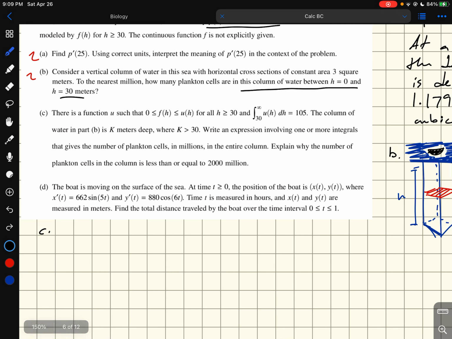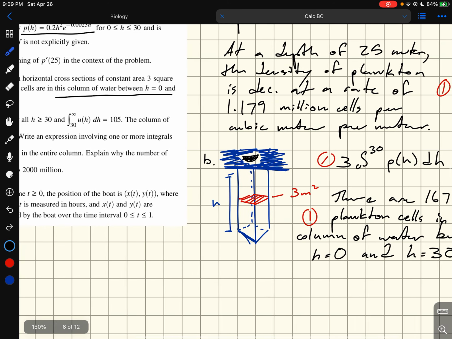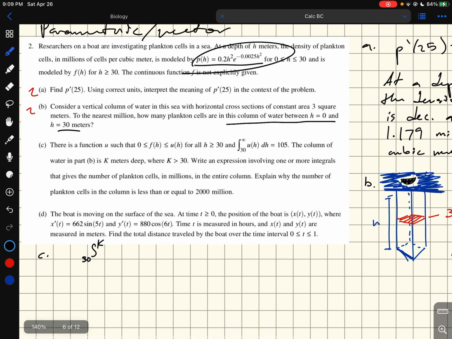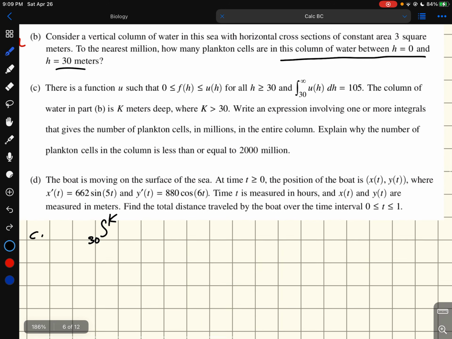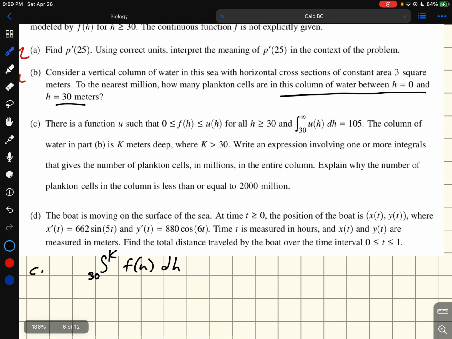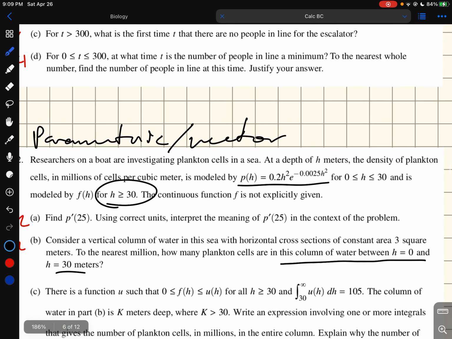Okay. First, we have to interpret what this means for our previous expression in terms of k. So we're going to k meters, from 30 to k, because k is greater than 30, and p of h models anything less than 30. From 30 to k of f of h, because remember, f of h is for any depth greater than 30 meters.